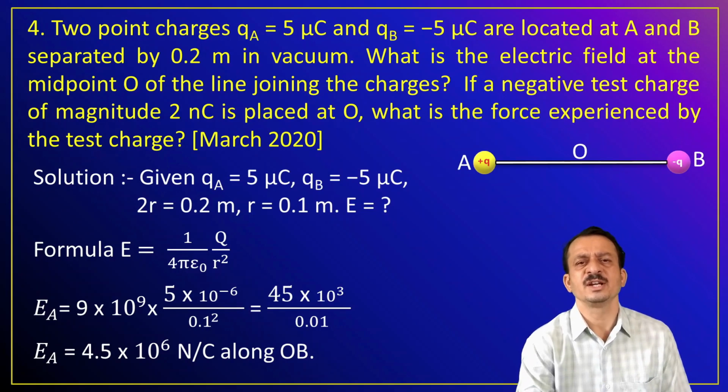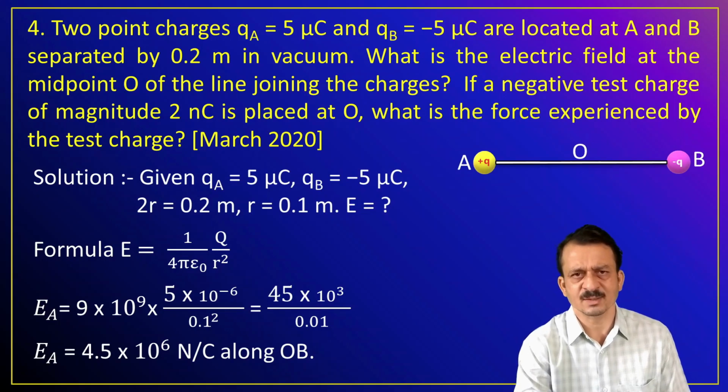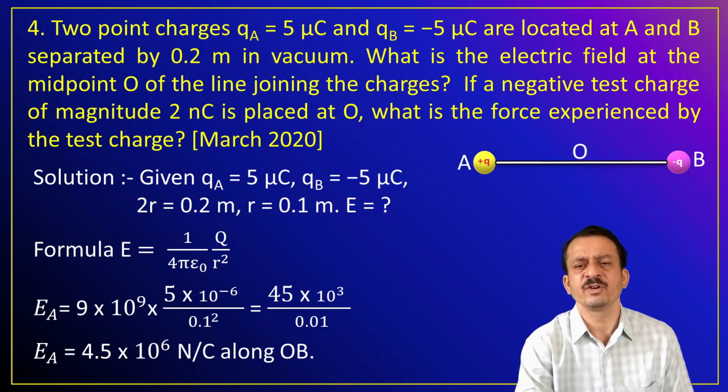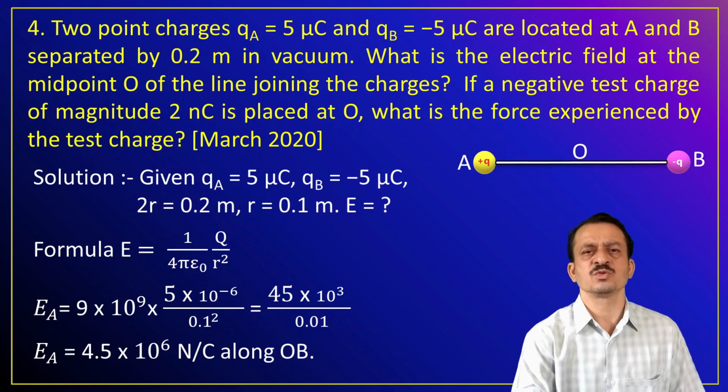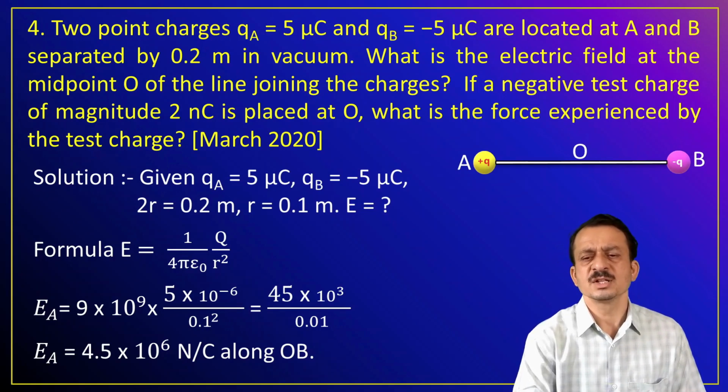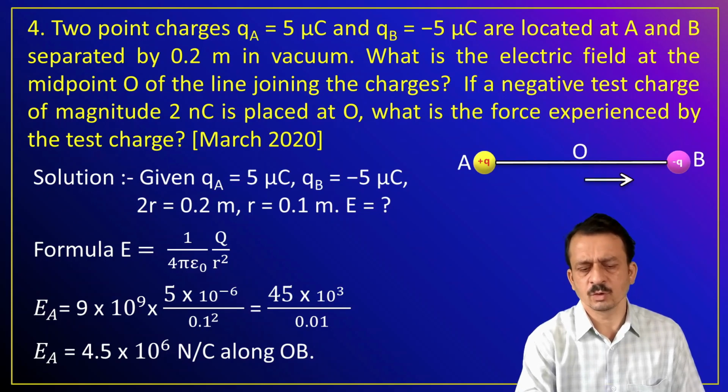What is the direction? Since it is a positive charge, the electric field at O is towards B, that is, negative charge OB. Similarly, the charge at B has the same magnitude and is also at the same distance from the midpoint, so the magnitude of the electric field remains the same. Now look at the direction. The direction of EA is towards B.